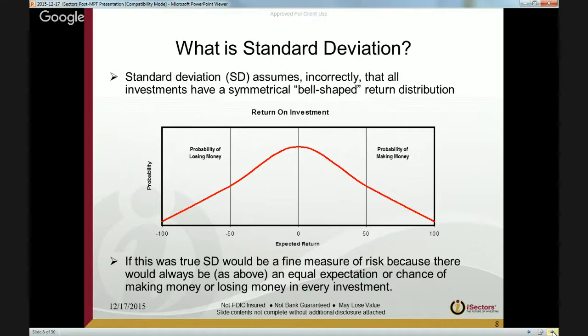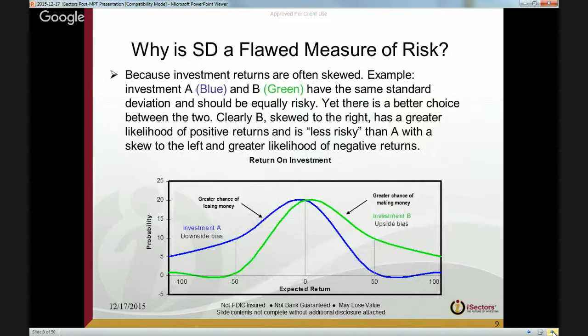And as you well know, this is not generally the rule with investments. Typically, investments have skewed return distributions, either positively or negatively to one degree or another. And unfortunately, standard deviation is unable to calculate that. This chart that you see here on the screen is an example of what I'm trying to talk about.